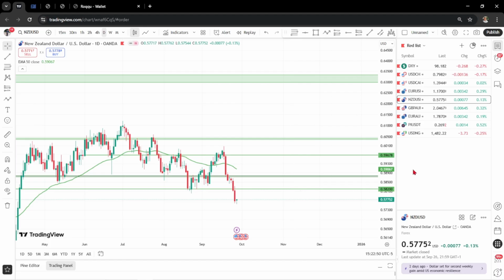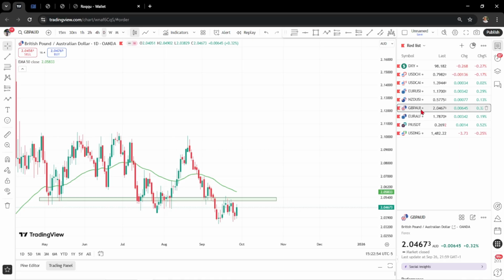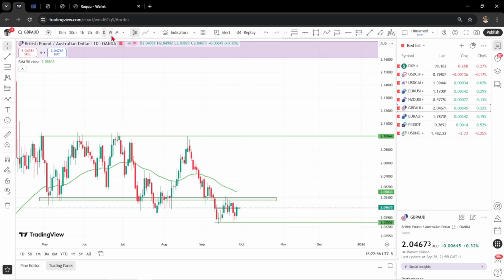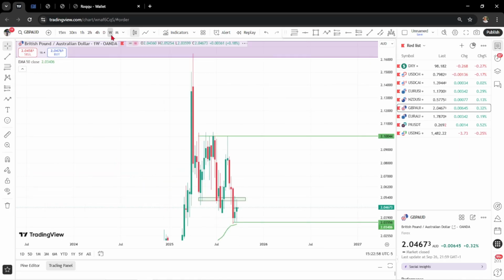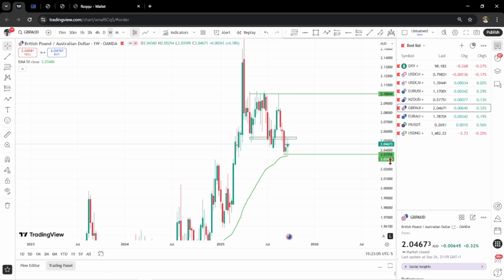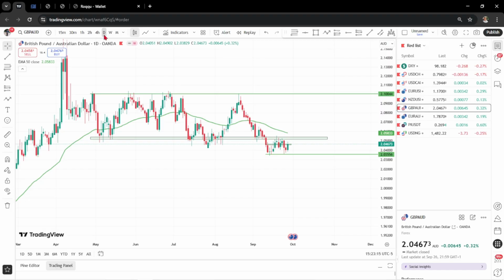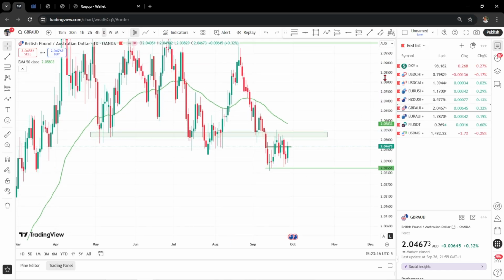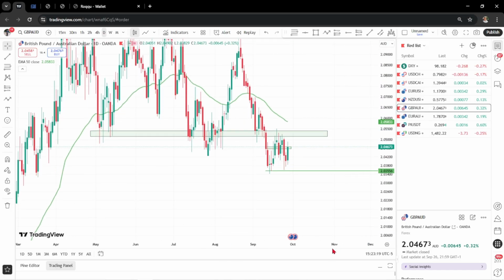The next on my list here is GBPAUD. GBPAUD, technically we are bearish. You guys can see the weekly time frame, break, retrace. Now the market is going down, so technically we are bearish on the GBPAUD.